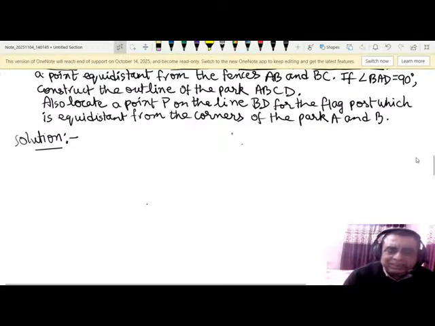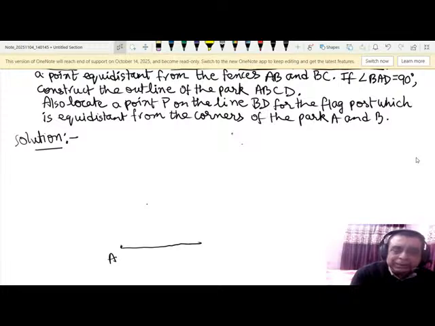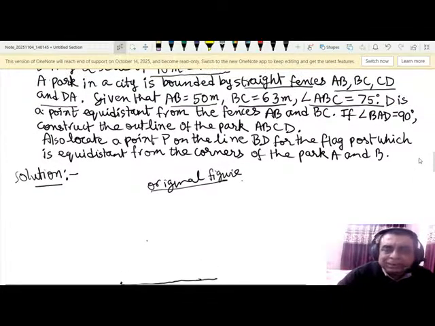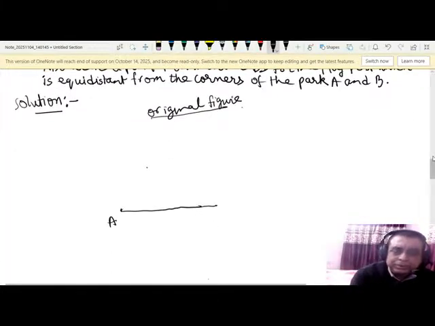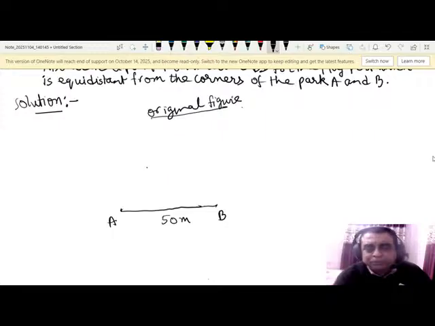So it is like this. Draw one edge AB. We are calling this point A and this point B. This is the original figure, in meters. So here the length of AB is 50 meters. This length is 50 meters.